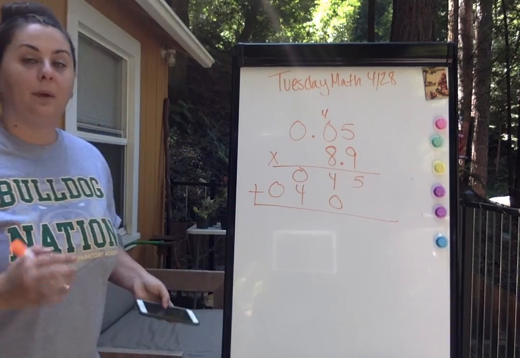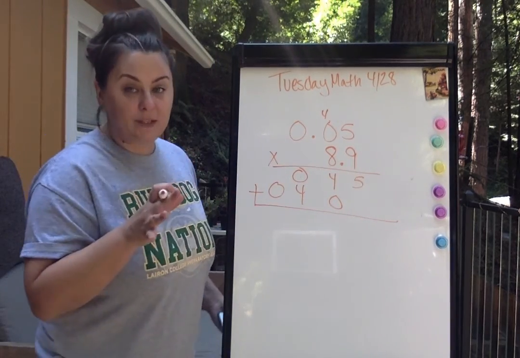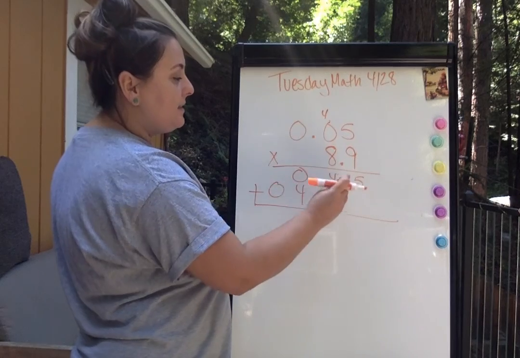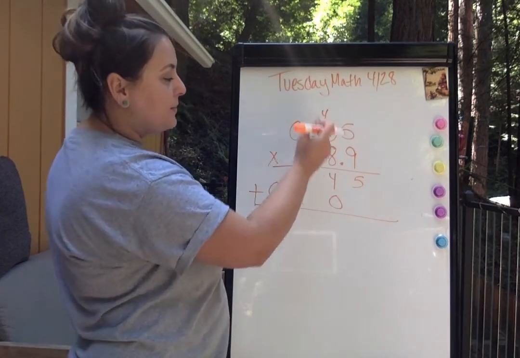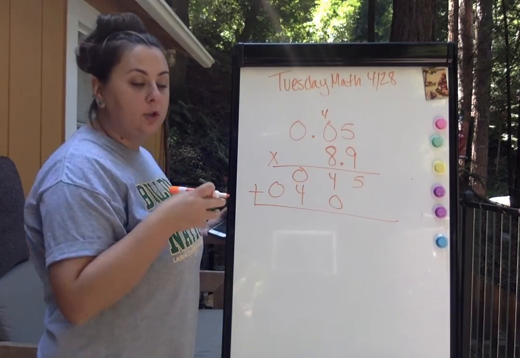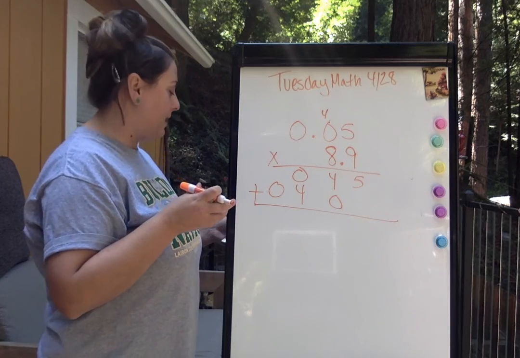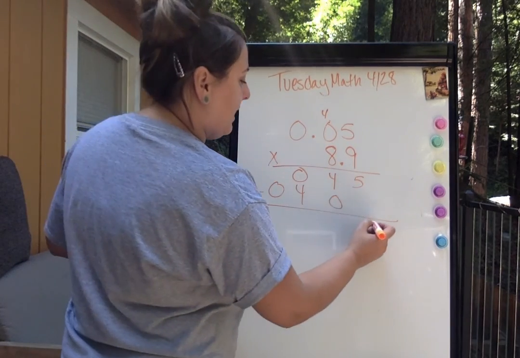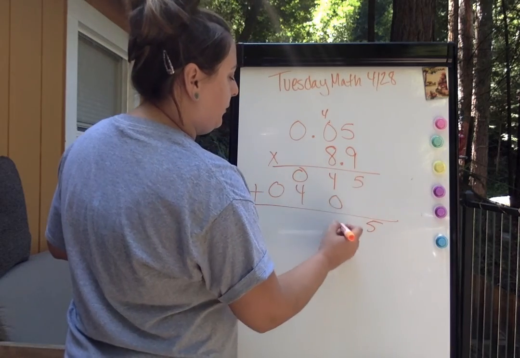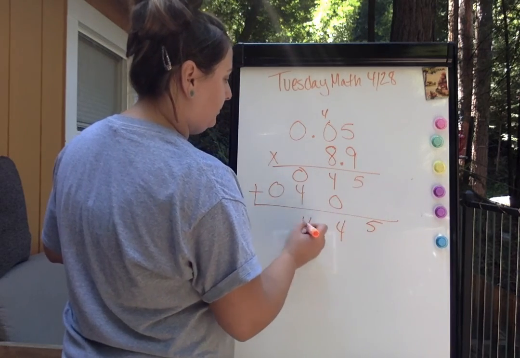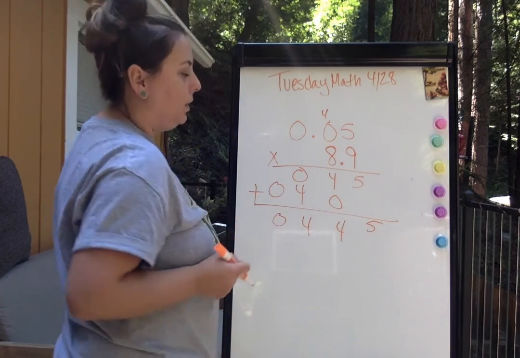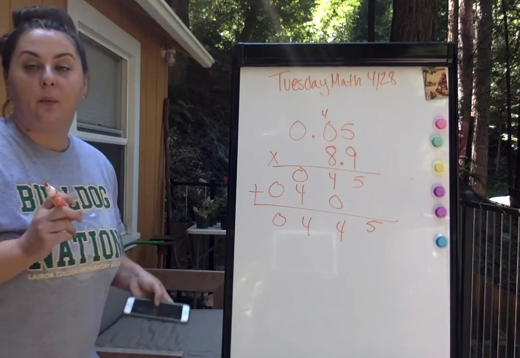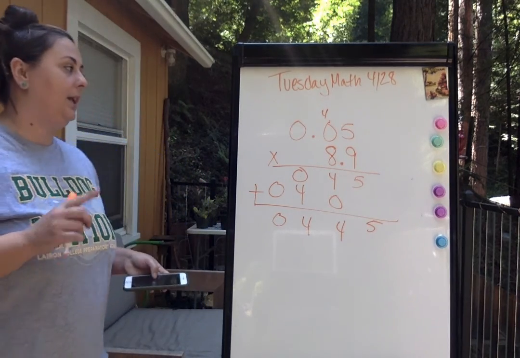Add them together. Now remember, I think some of you are missing these because you're not leaving a lot of distance. You need to make sure your columns are all lined up. If you scrunch all your numbers together, then it's going to be harder for you. So we've got 5, 4, 4, and 0.